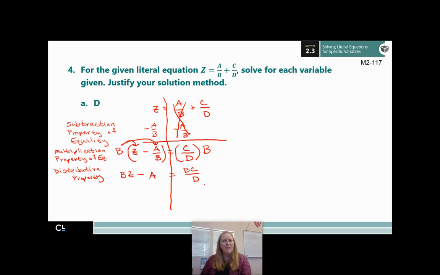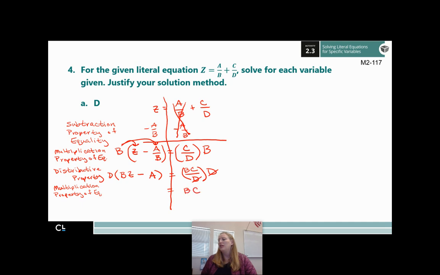Can we get D off of the bottom? I don't want to divide by D. How do you want to do division? Multiplication. So let's multiply everybody by D. So I'm going to multiply, which means multiplication, property of equality. Here we go. So these D's cancel out, which is why we did it.